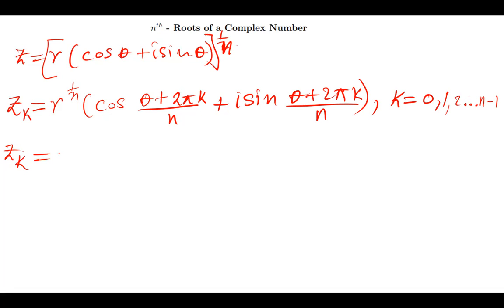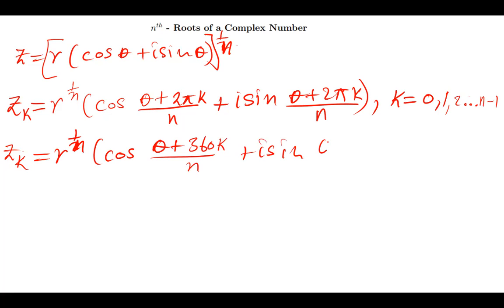So you still have the same magnitude there raised to the power 1 over n, and then open brackets, you have cos, theta plus 2 pi in degrees, which is simply 360 times k over n, and then plus i sine theta plus 360 k over n. So this is what you do if you've been given a question in this format. Okay, let's look at some examples.